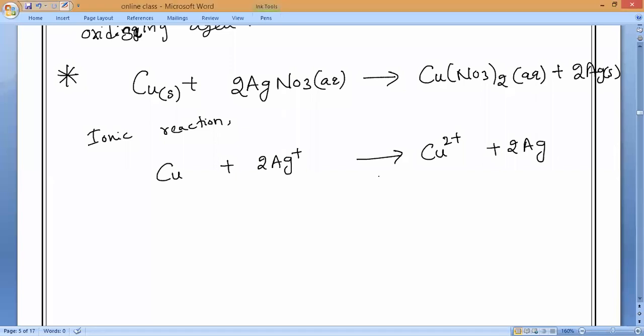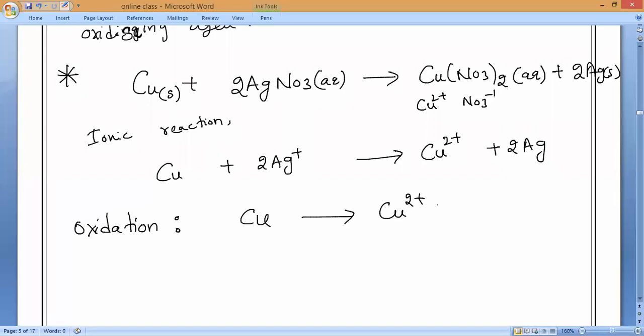So why here Cu2+? Can anybody tell me? What is the valency of copper? Copper is 2+, nitrate is minus 1. Understand everybody? Now, who is oxidation? Tell me. Copper is going to turn into Cu2+, losing 2 electrons. So loss of electrons. Next, reduction.